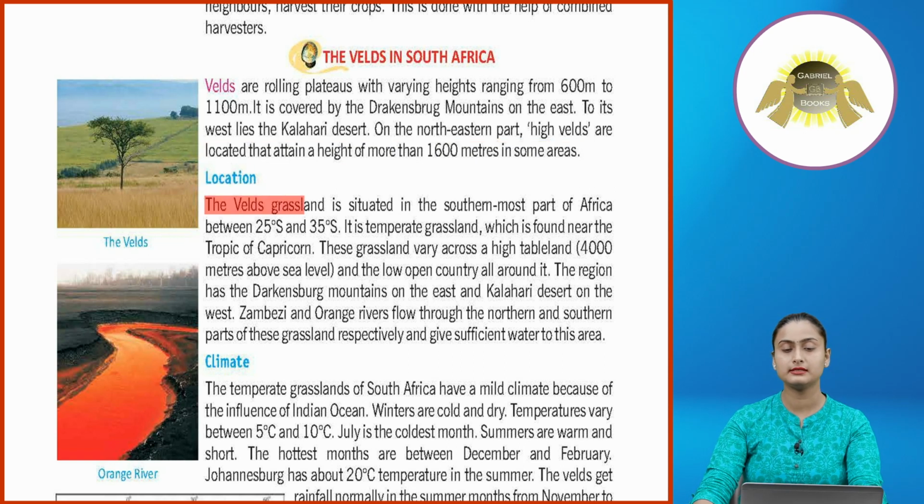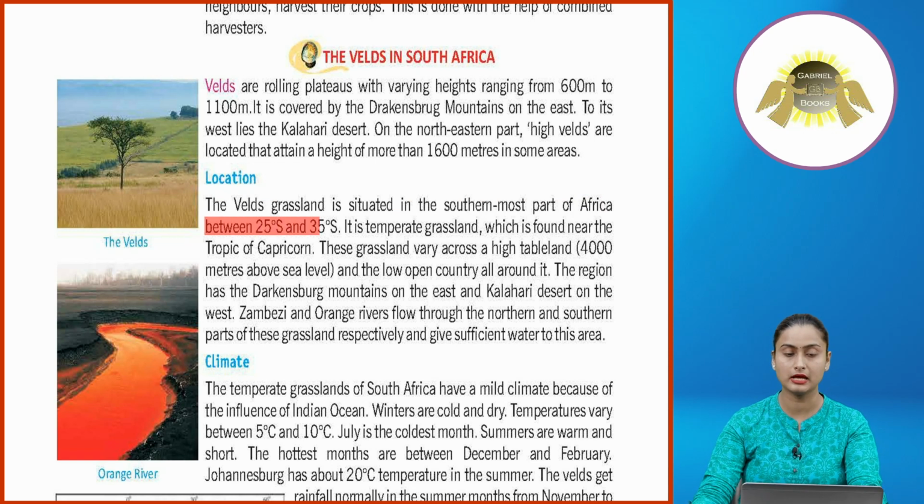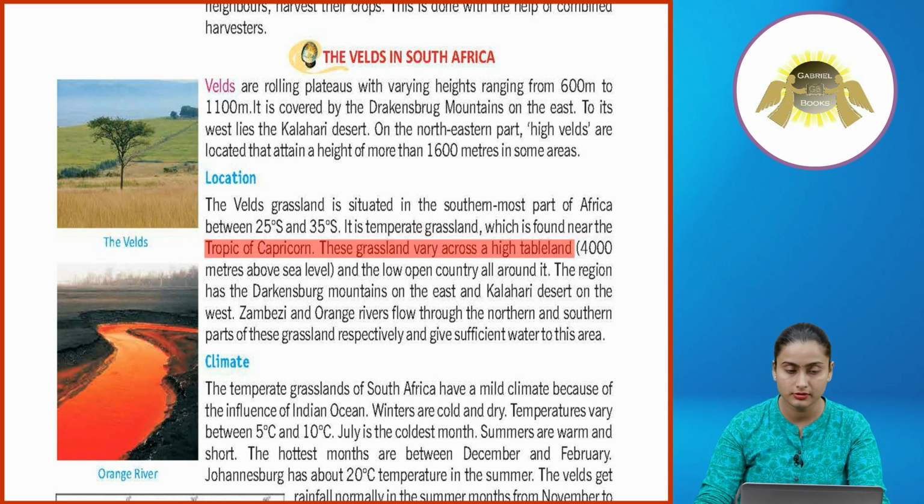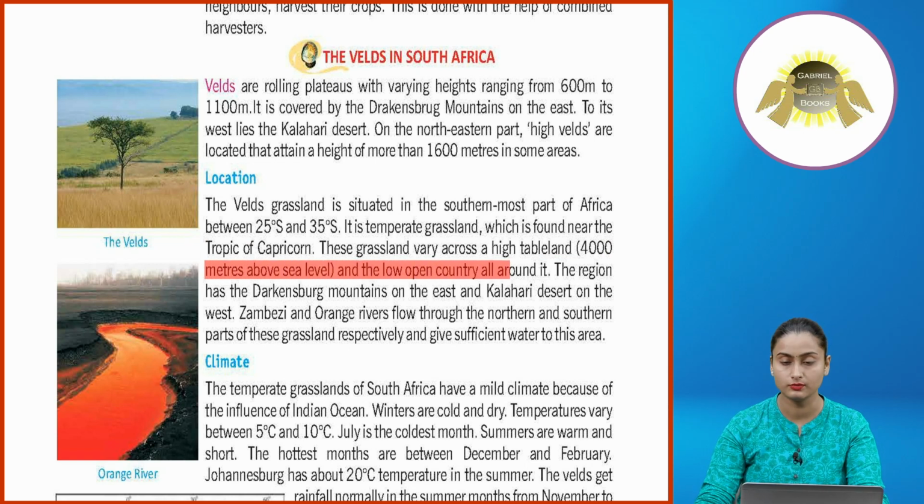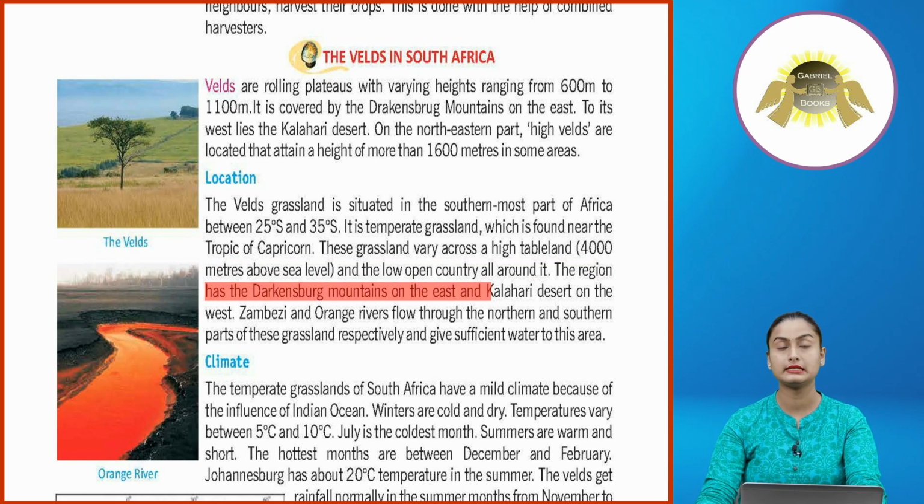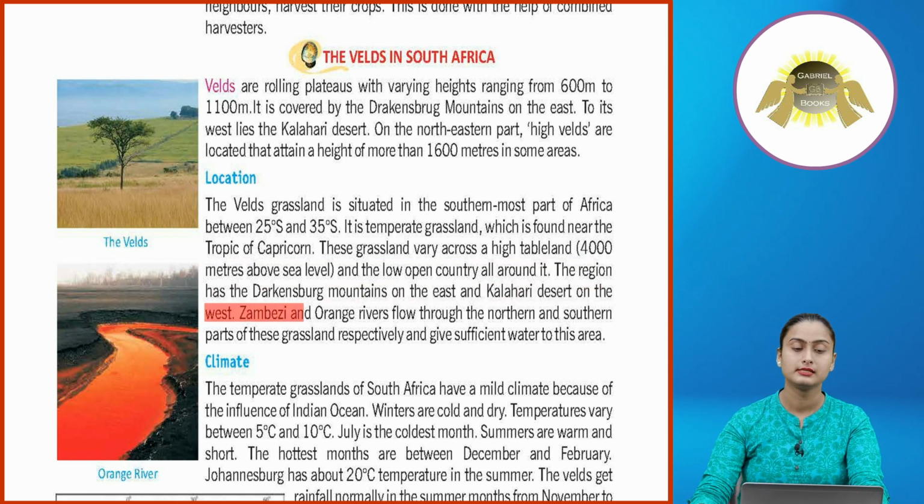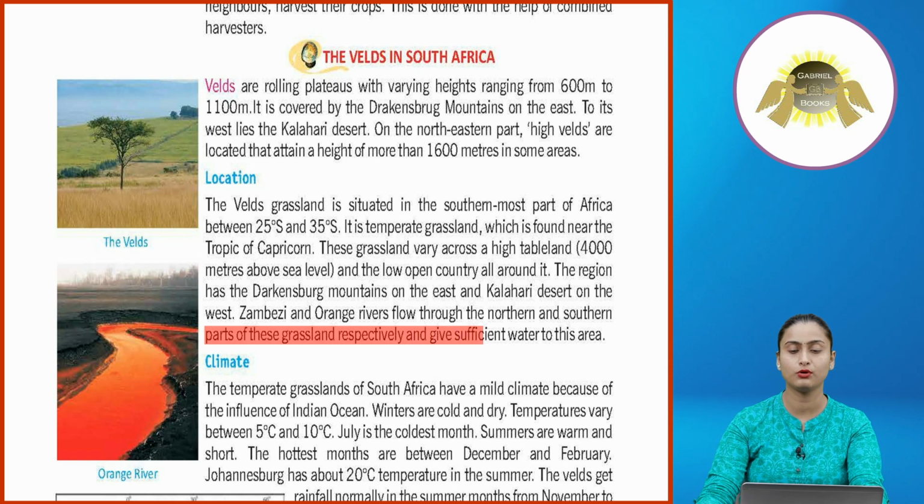Location. The Veld grassland is situated in the southernmost part of Africa between 25 degrees south and 35 degrees south. It is temperate grassland which is found near the Tropic of Capricorn. These grasslands vary across a high tableland 4000 meters above sea level and the low open country all around it. The region has the Drakensberg Mountains on the east and Kalahari Desert on the west. Zambezi and Orange rivers flow through the northern and southern parts of these grasslands respectively and give sufficient water to this area.